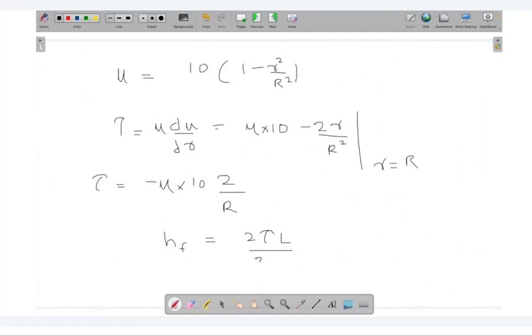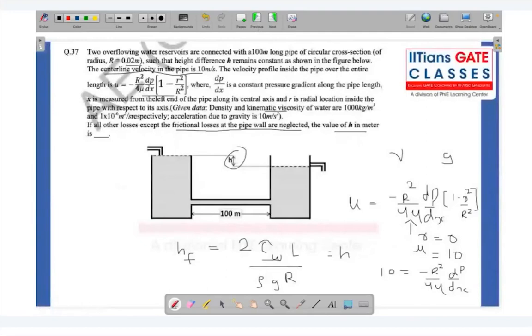Let's substitute the values. You can ignore the negative sign, which is coming in because it shows you the force is in the opposite direction. While calculating the shear stress and HF, you only need to use the magnitude. So 2 into mu into 10 into 2 by r, and the radius here is 0.02 as given in the question.